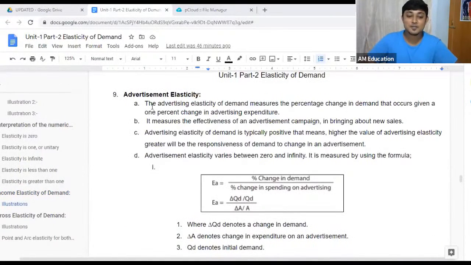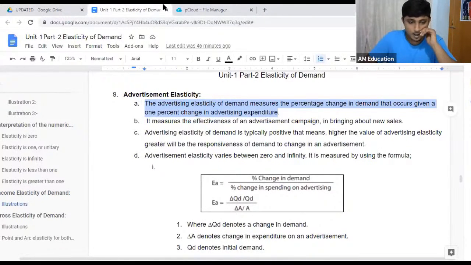See, check this out. There's something called advertisement elasticity. The advertising elasticity of demand measures the percentage change in demand that occurs given a 1% change in the advertising expenditure. So what does this mean? There is a change in demand of 10%, but that change is not due to price, not due to change in income, and not due to any other thing. So we'll see what happened.